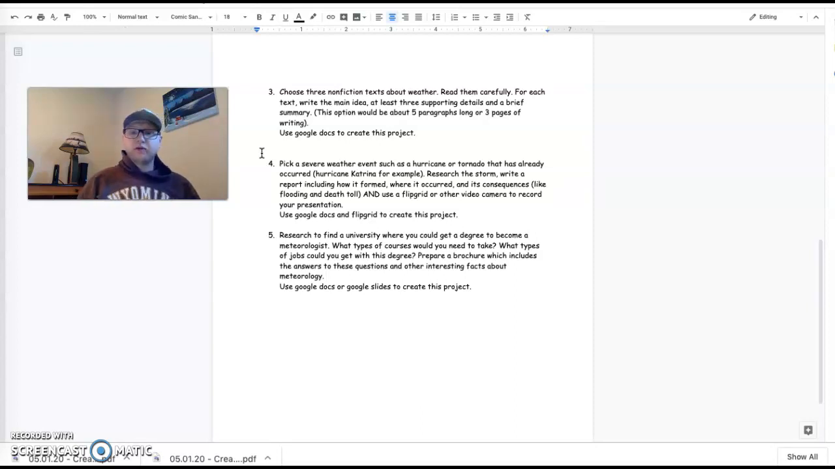You're going to use a Flipgrid or other video camera like this Screencastify to record your presentation. Okay, you're going to have to use Google Docs because you have to write it and you have to present it.